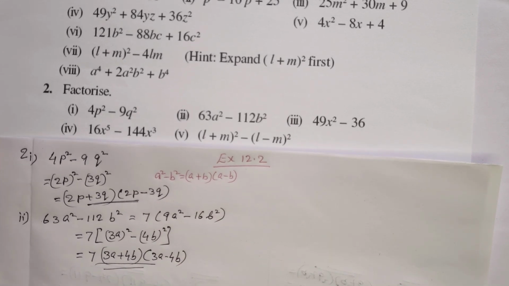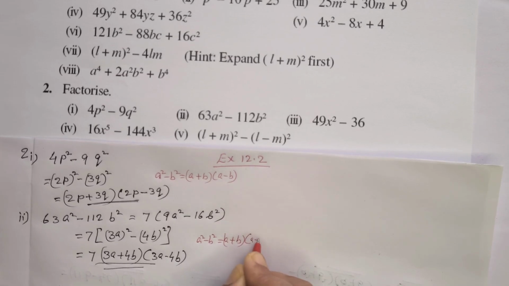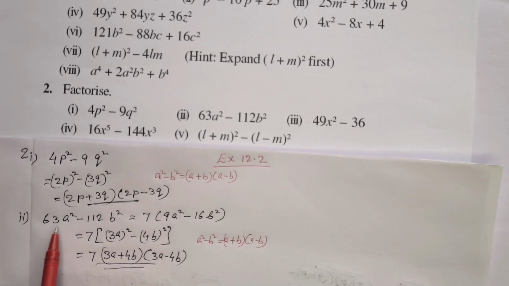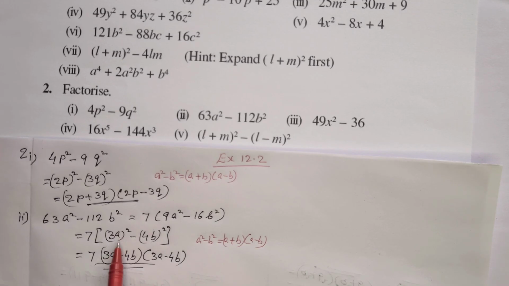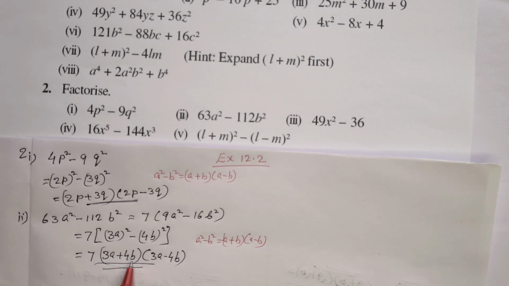Here also we are using the same identity that we had right here: a square minus b square is equal to a plus b into a minus b. So if the terms are not perfect squares, take the common factor out, then make them perfect squares, and then we can write that in the form of squares: 3a whole square minus 4b the whole square. That means a square minus b square, then sum of the terms into difference of the terms.